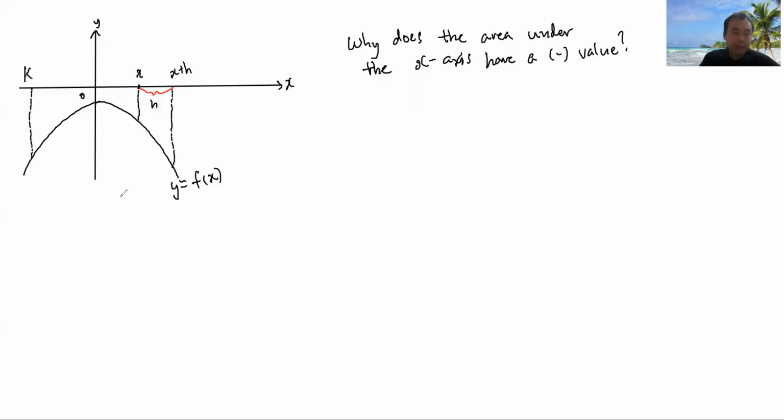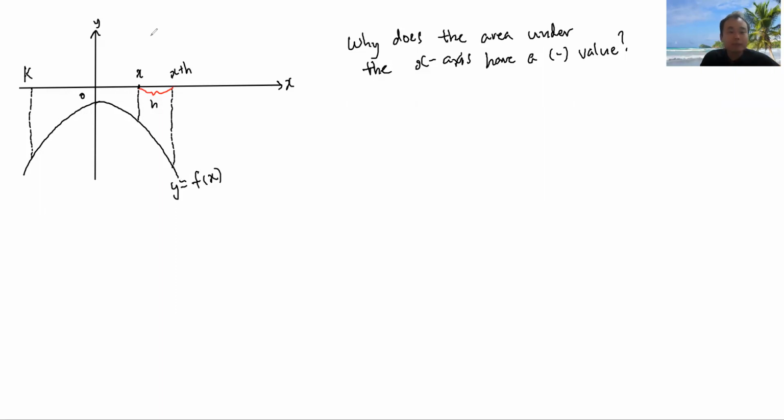Here I drew a graph, y equals f(x). Let's say this point is x, and this is h, so this point here is x plus h, and this is our y equals f(x). I intentionally put a k here. This is an arbitrary limit.